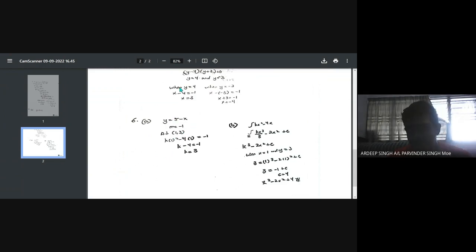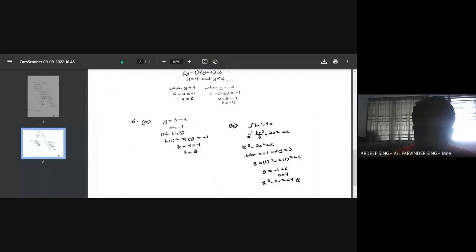Because when we say that m equals -1, earlier we saw the equation they gave: kx squared minus 4x. So we substitute kx squared minus 4x inside the equation. But how do we get y equals 5 minus x? Okay, because this is set down: y equals 5 minus x.